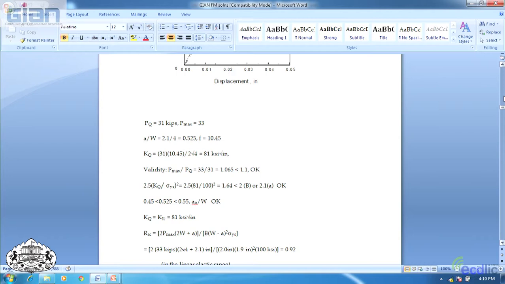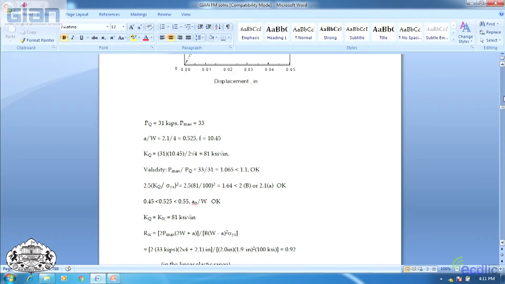See, the A over W has to be between 0.45 and 0.55, nominally 0.5. That was okay. Now, the size criterion, this is the one that usually does it in. So the size criterion, 2.5 times KQ, 81, over the yield strength, 100, squared, is 1.64. That's less than thickness, which was 2, and less than the original crack size, which was 2.1. That's okay. So we say that KQ is K1C in that case.